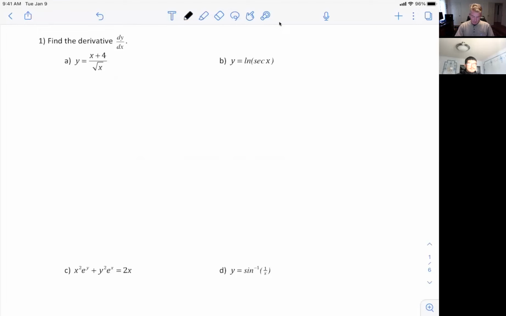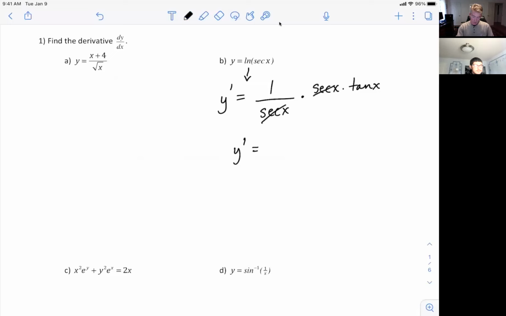Okay, then for part B. So you could say the derivative of natural log, that's going to be 1 divided by whatever's in the parentheses. And then by the chain rule, take the derivative of what's in the parentheses. So the derivative of secant is secant times tangent. And then that's it. All you got to do is cancel out these secants. And then that's just going to be tangent of x. That one was simpler than I thought.